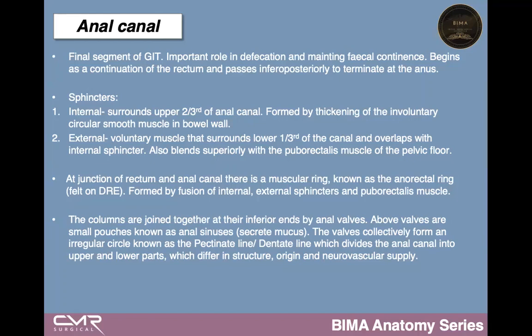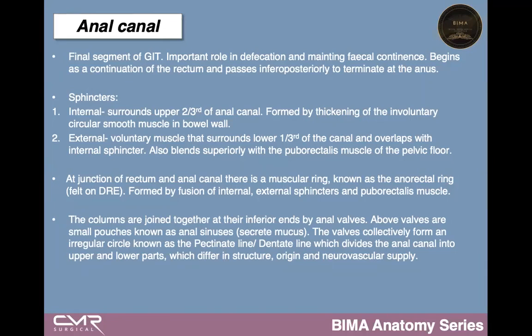So you've got the internal sphincter, which is surrounding the upper 2/3 of the anal canal, and it's formed by thickening of the involuntary circular smooth muscle, which is also in the bowel wall. You've got the external sphincter, which is a voluntary muscle that surrounds the lower third of the canal, and it overlaps with the internal sphincter, and it blends superiorly with the puborectalis muscle of the pelvic floor.